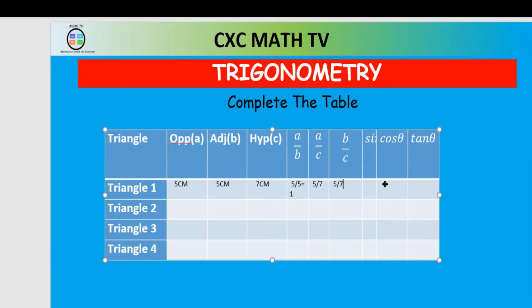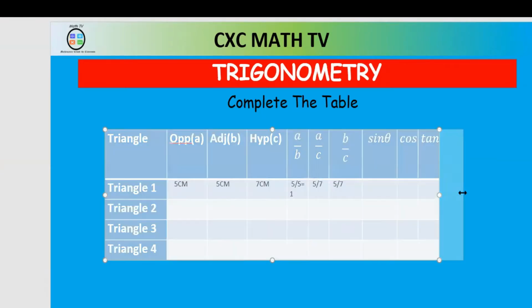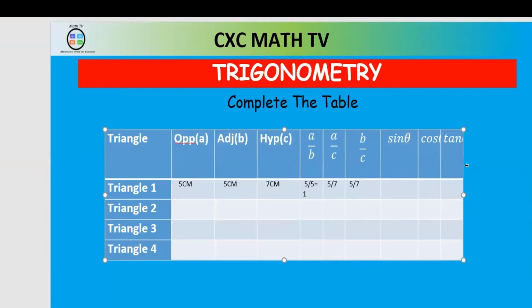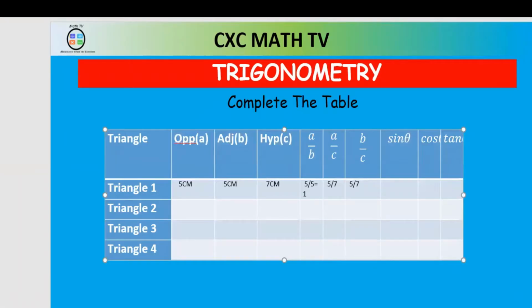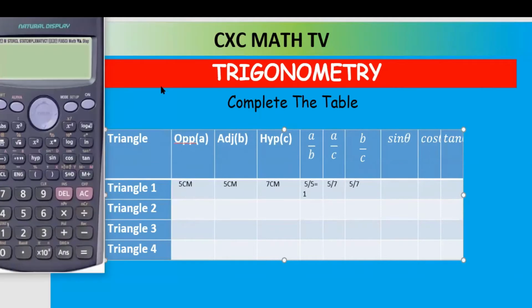Now let's look in our table. We're going to look in our table and see if these values are working out to be true. All right. We're going to look at the sine of theta, the cos of theta, and the tan of theta. And remember, theta is the angle that is inside the triangle under consideration. The angle inside the triangle is 45 degrees. So now we're going to take out our calculator.